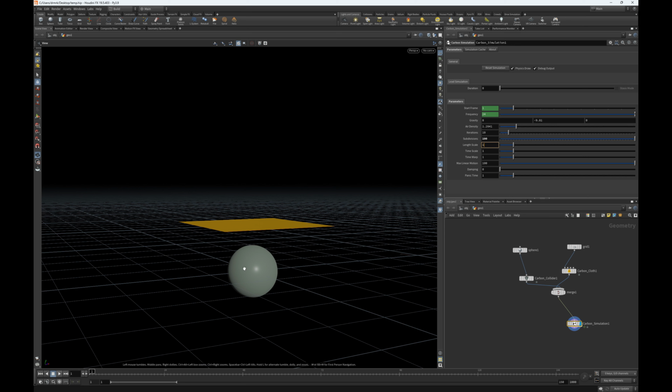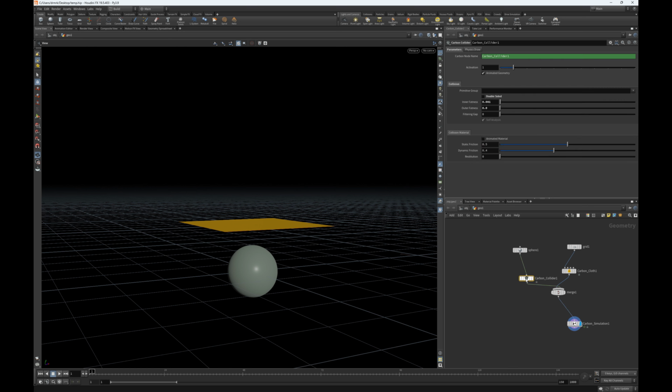Okay, and then we've got a sphere here, which is our collider, like your avatar. And I've given it no outer fatness. So that means that the cloth is going to touch all the way to the sphere. There's nothing on the outside of the sphere. And on the inside, I've put a collision distance of 1 millimeter.